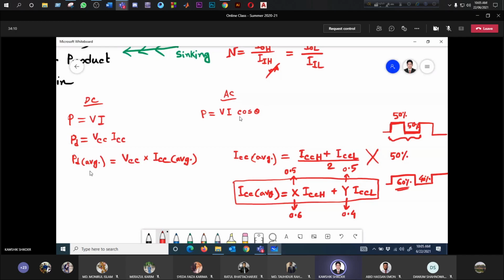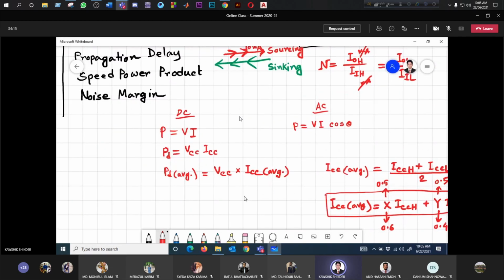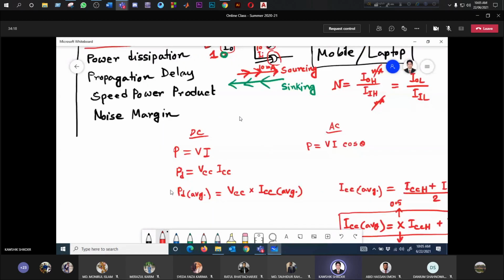Now you know how to calculate the average power dissipation. Now let me know, should the power dissipation be minimum or maximum? What do you prefer? Power dissipation means how much power is consumed by your device. It can be your cell phone or laptop. So what do you prefer, more power consumption or less power consumption? Less power consumption. The power dissipation or PD should be minimum.